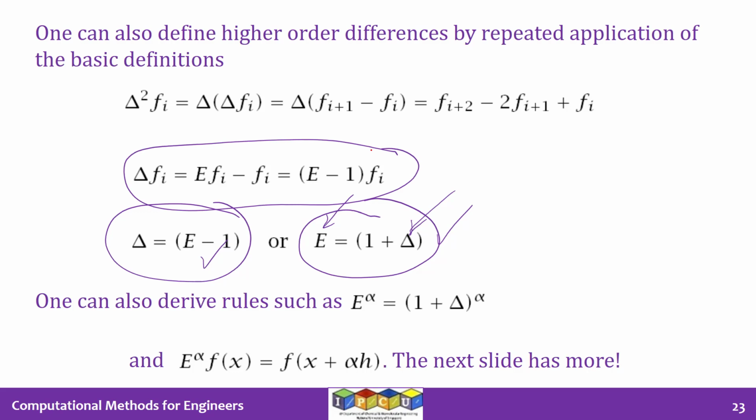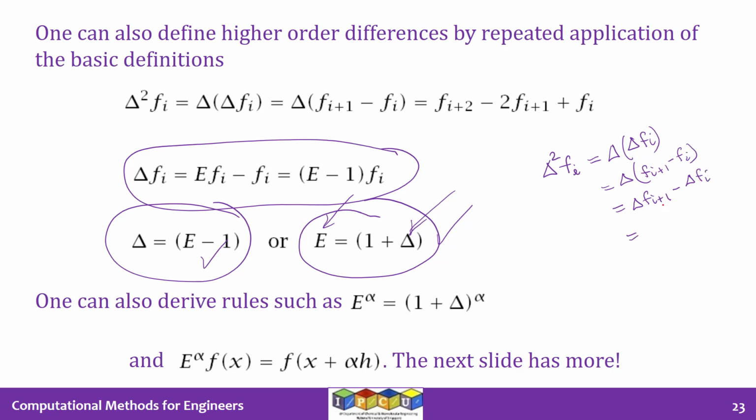We can also have higher order differences. For example, delta squared Fi, that means the forward difference operator delta applied 2 times to Fi. So you can write it as delta of delta Fi. And we know delta Fi, the forward difference operator applied to Fi, is going to give us Fi plus 1 minus Fi. And you can now write this as delta Fi plus 1 minus delta Fi, right? So you apply delta to each of the terms, you get this.